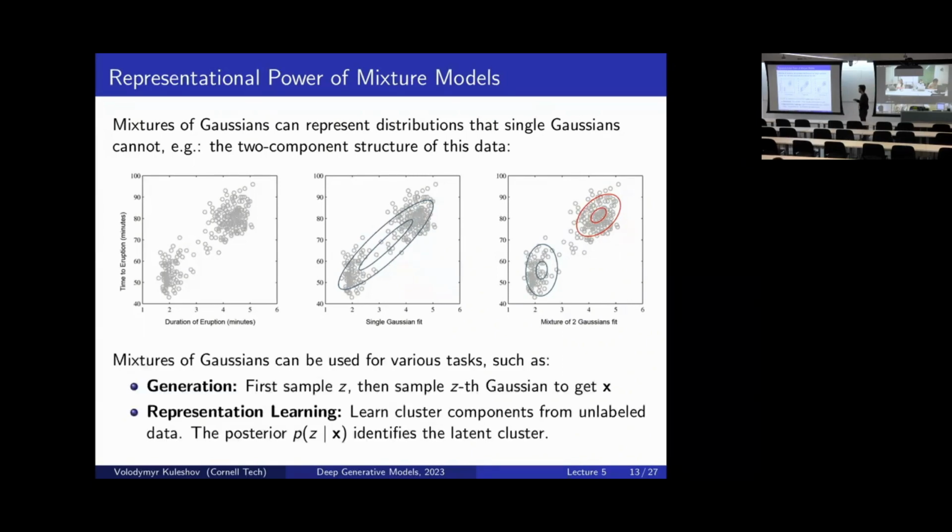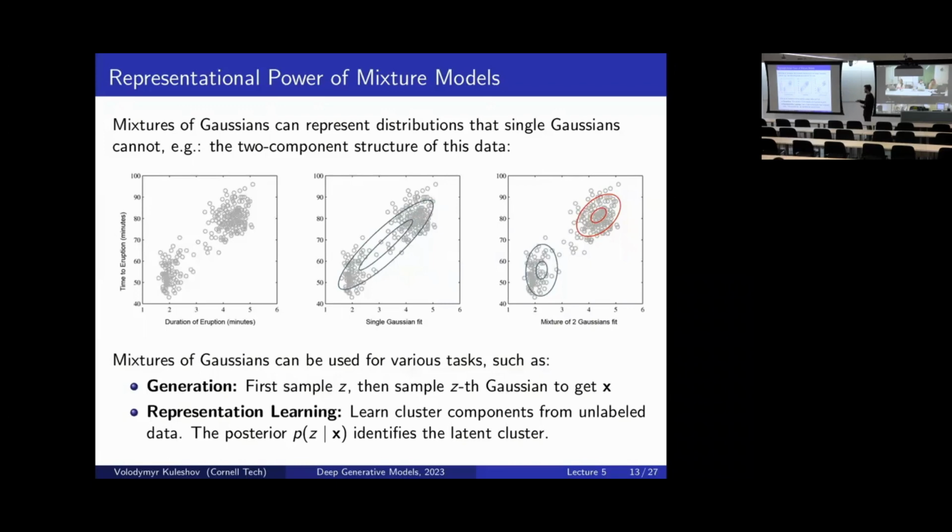And again, we could use mixtures of Gaussians for various tasks. We could do generation in the way that I just described. We sample from z, then we sample x given z. And we can also do representation learning. There is a formula that we have seen in earlier machine learning classes for the probability of z given x. In the context of a mixture of Gaussians, p(z|x) tells us from which cluster x is most likely to have originated.